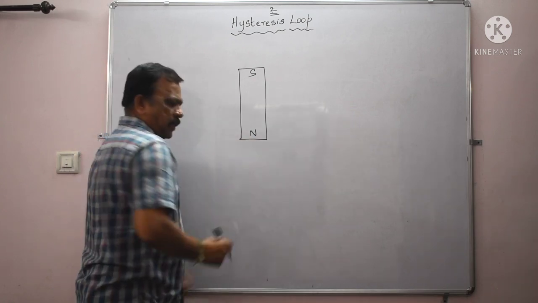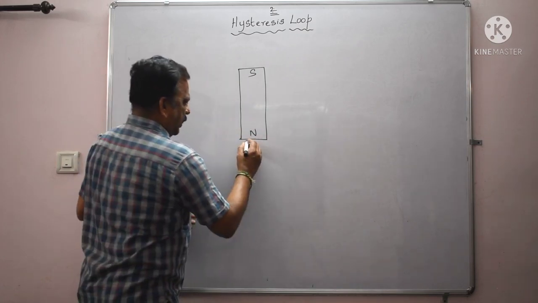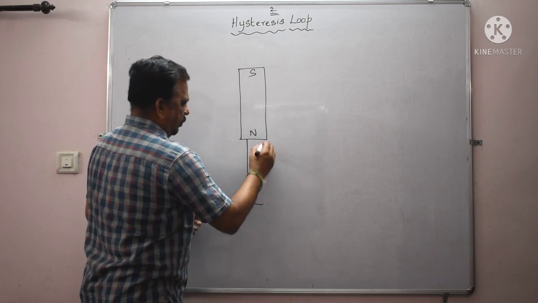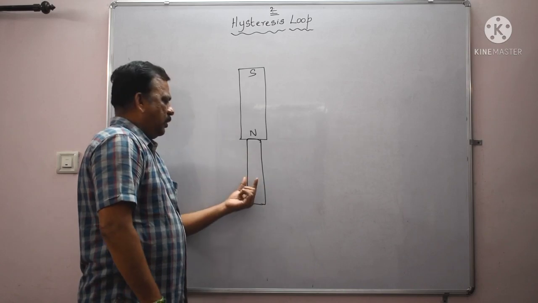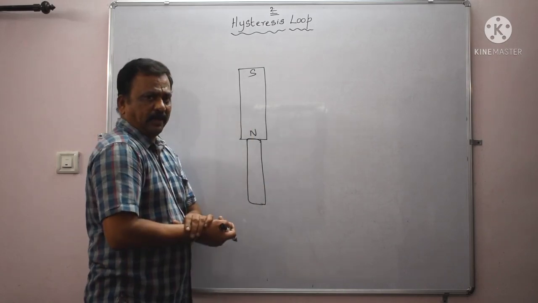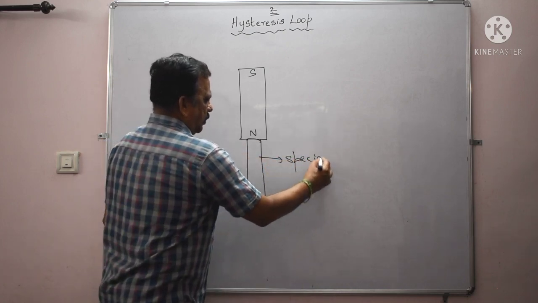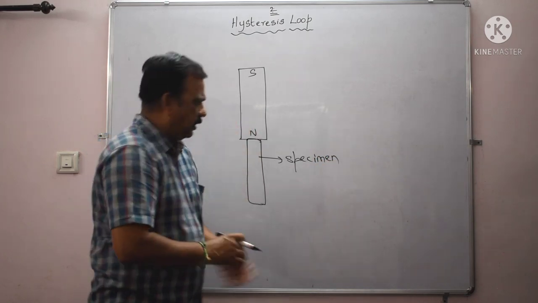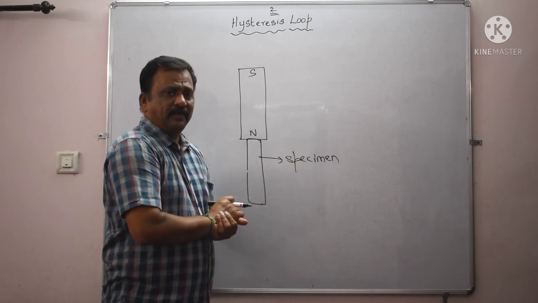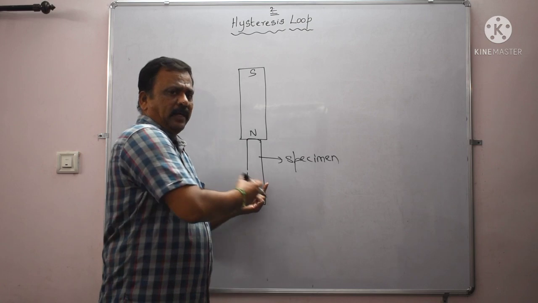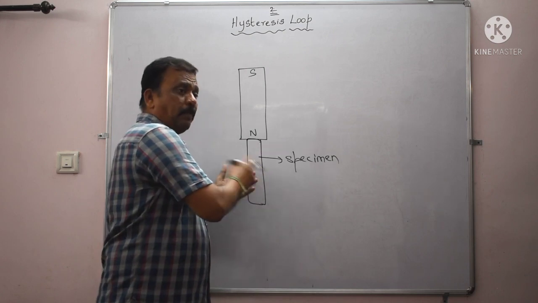Now let me take a small piece of ferromagnetic material, say a piece of steel, closer to the magnet. You will notice that the material will be attracted by the magnet. Let me call this a specimen, the steel piece I am taking closer to the bar magnet. What I have actually done here is magnetized the specimen. When I take the specimen, a ferromagnetic material, closer to the bar magnet, it will stick to the magnet. Now the specimen will become a magnet.